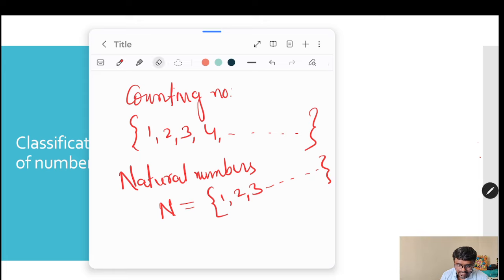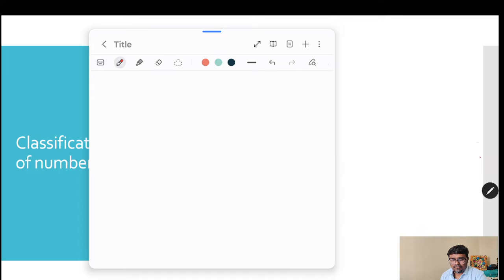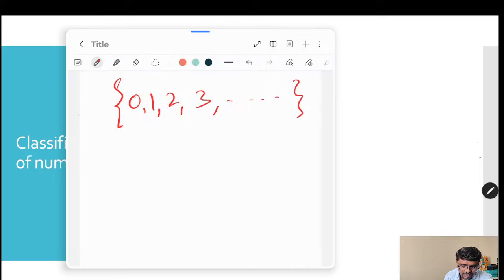See here, 0 is not there. We don't count 0 as a number. You can't say 0 pens, 0 erasers, whatever you want to count. You can't start with 0. So counting numbers are 1, 2, 3, 4, 5 and so on. If 0 is also included, that set becomes whole numbers. That means 0 included with 1, 2, 3, 4. These are known as whole numbers, denoted by W. So W is nothing but 0, 1, 2, 3, 4, 5 and so on.